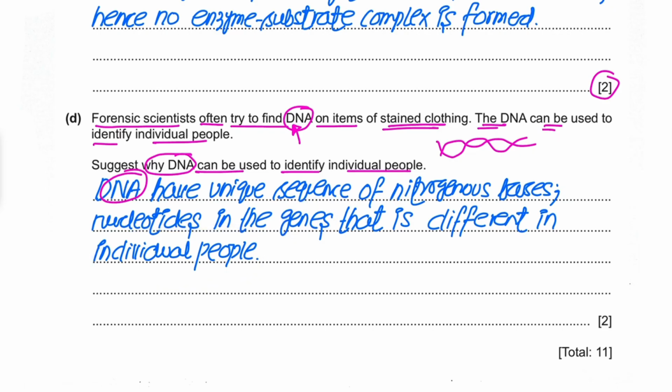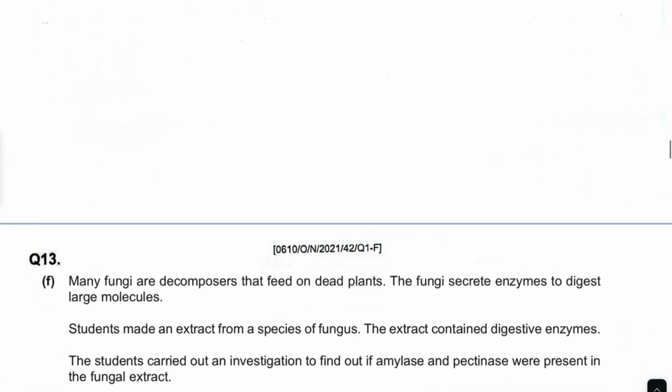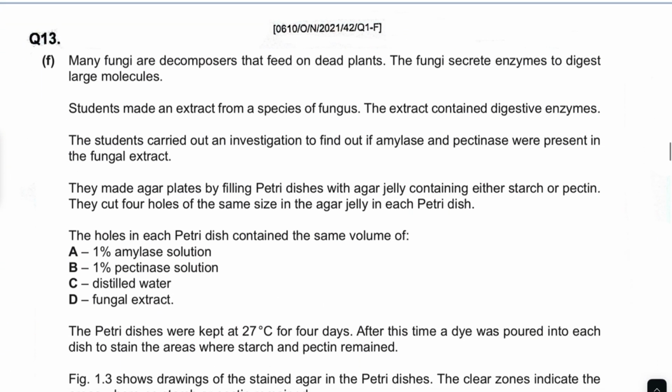That would make a difference between two of us or any other person to whom we are trying to compare it with. Now, if I were to move to question number 13, this appeared in October, November of 2021. The variant was 4.2, and the question was question number 1, part F. This is specific to the enzymes.